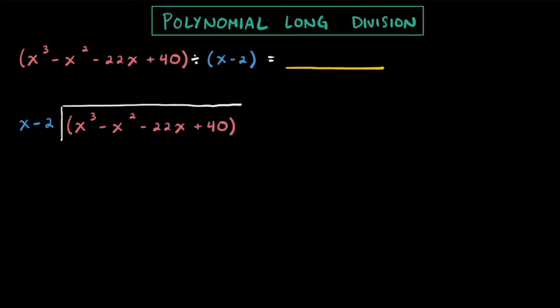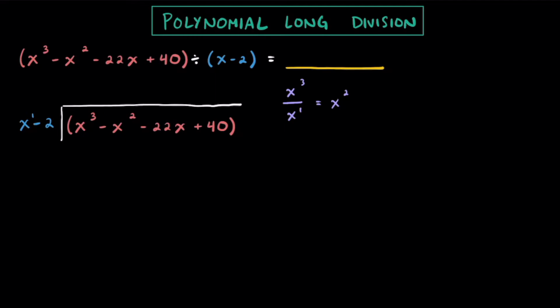To help you get started, it's really important to understand the degrees of our polynomials. So we have a cubic one on the inside, and what we're dividing by is going to be this linear, or raised to the first power. The reason why it's helpful to know the highest degree of each polynomial is because if we're dividing something that's x to the third power by something that's x to the first power, we know that the highest degree of our quotient, or answer, is going to be x to the second power.